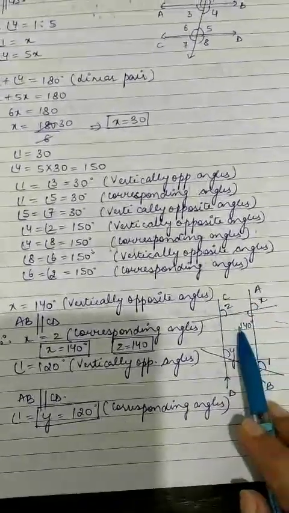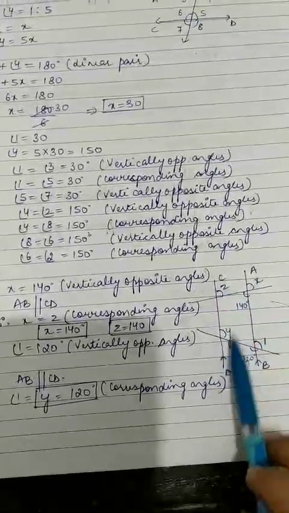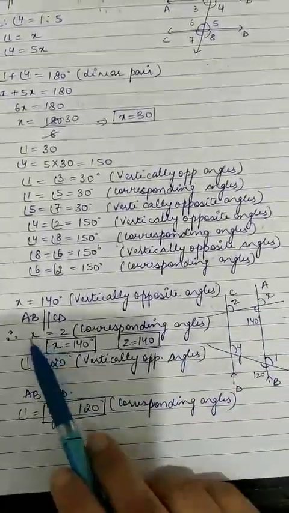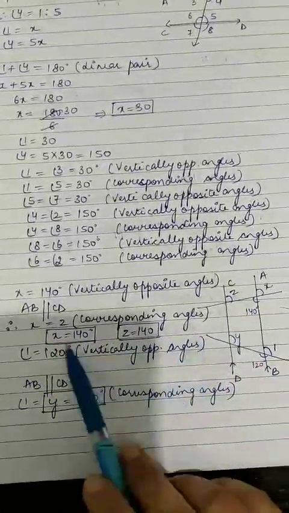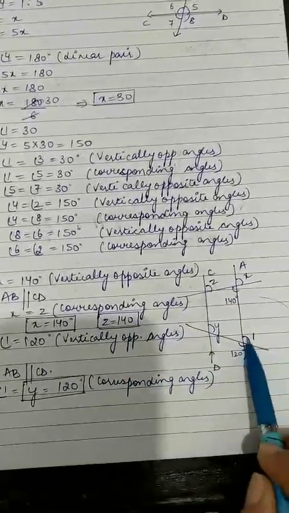So X is equal to 140, reason vertically opposite angle, and AB is parallel to CD. So X is equal to Z, reason corresponding angles. Angle X is equal to Z, corresponding angles, so it is equal to 140. And angle 1 is equal to 120.